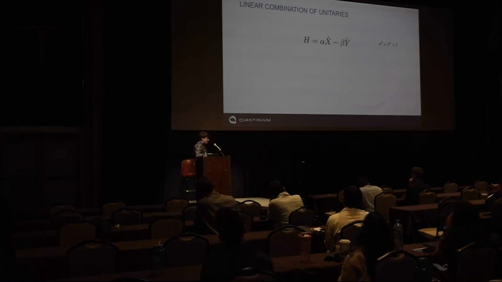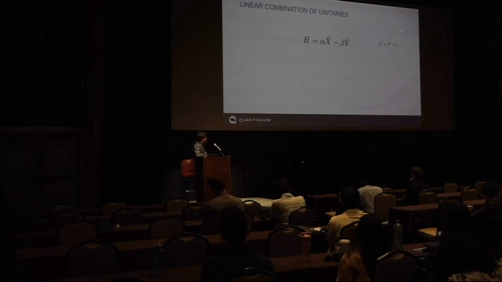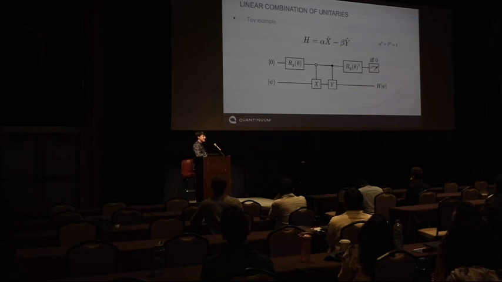So here's an example of that. I've chosen the simplest Hamiltonian I could think of. This is H equals alpha X minus beta Y. And you'll see later on why I've chosen the coefficients to have this constraint here. If the coefficients have this constraint that the squares must sum to 1, it means that they can be implemented with this circuit.